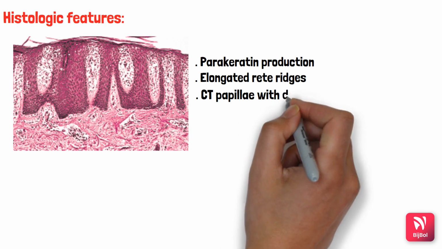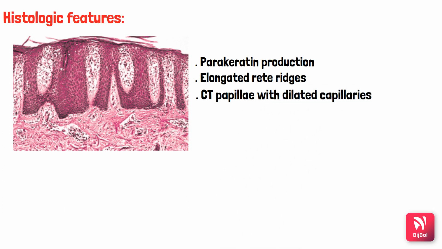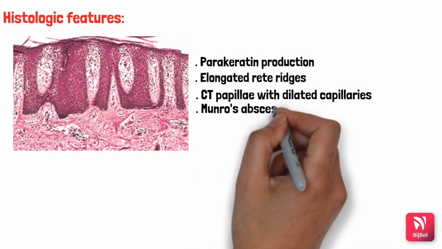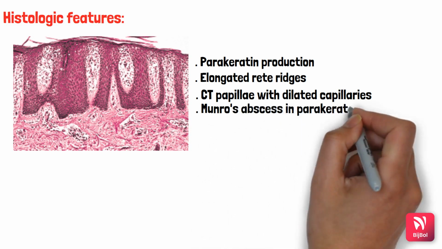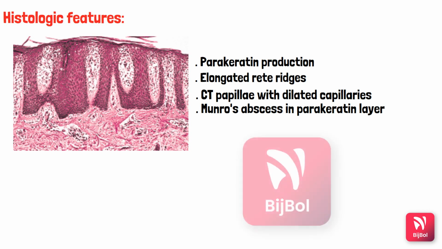Because of these dilated capillaries only, whenever we remove the deep scales on the top, the tiny bleeding points which you observe are because of the connective tissue papillae with dilated capillaries. And sometimes within the epithelium, that is within the parakeratin layer, we tend to see inflammatory cell infiltrate in the form of neutrophils. These small abscesses within the epithelium are called Munro's abscesses, seen in the parakeratin layer. It is a characteristic feature of psoriasis.